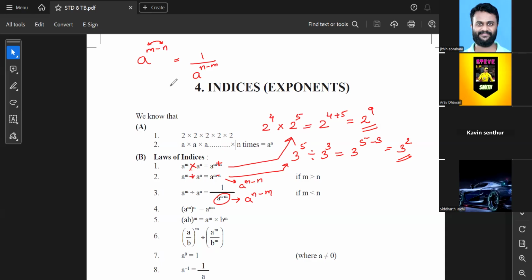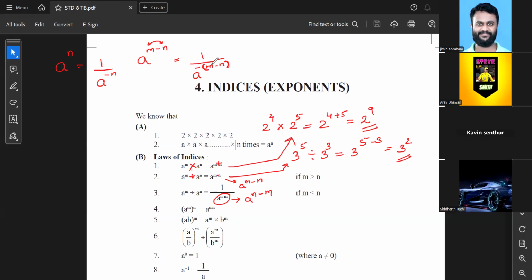Whenever this is called the reciprocal. Logically speaking, I'll tell you what happens. If you have a raised to n, the reciprocal of a raised to n is a raised to minus n. So when you take the reciprocal, you basically introduce a negative sign. Over here also, you have done the same. Technically speaking, a raised to m minus n, when you take the reciprocal, you basically introduce a negative sign for m minus n.